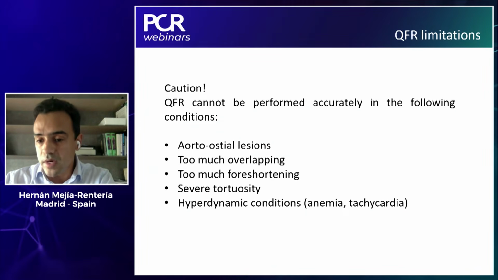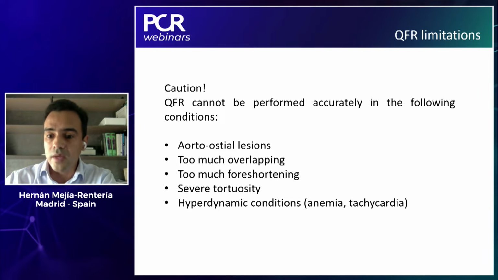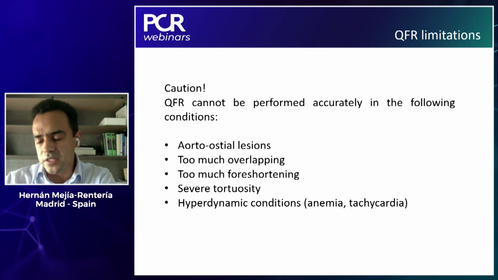And in addition, there are some anatomical conditions in which QFR cannot be performed with accuracy, including aorto-ostial stenosis, too much overlapping, too much foreshortening, and severe tortuosity. And in hyperdynamic conditions, in the same way that it occurs with invasive FFR, the flow can be increased, and then the QFR value could be overestimated.